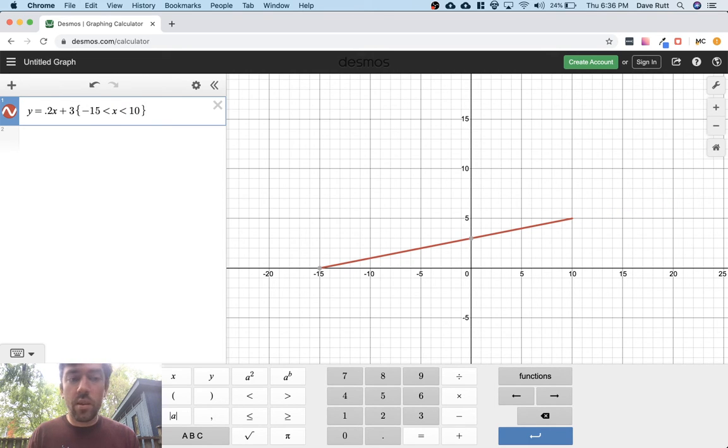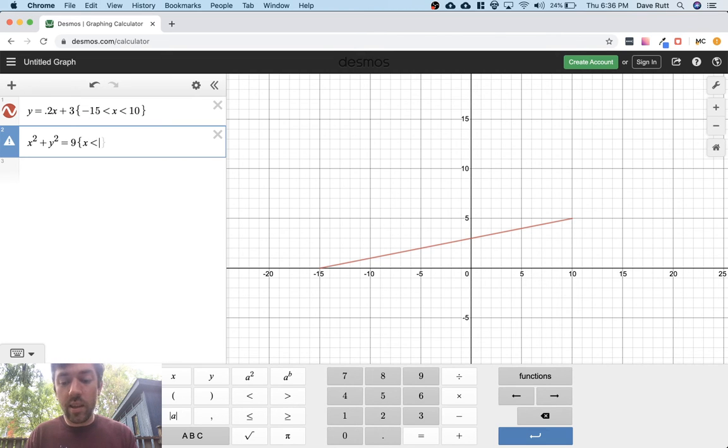Okay, now let me just show you how this works with a circle as well. So once again, here's the equation of a circle, x squared plus y squared equals 9. If I say that x must be less than 0, then we only get the left half of the circle. Because look, 0 is right here, so we're only going less than 0, which means to the left of 0. So it only gives the left half of the circle.